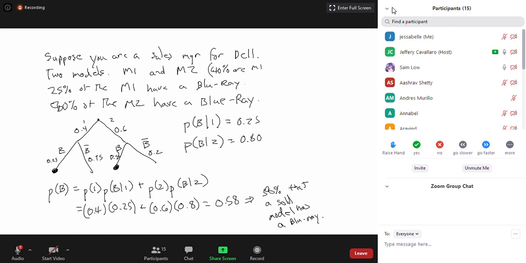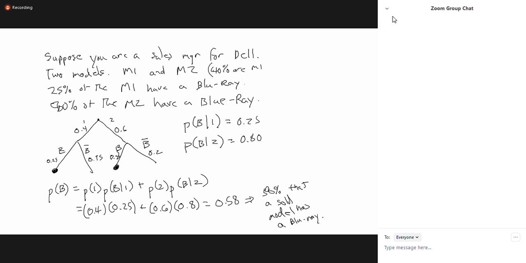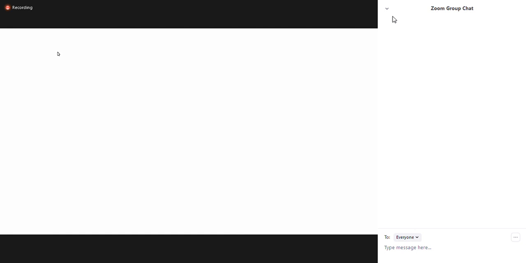Okay. Another, this is using the decision tree. Another, has everybody got this? Everybody good with this? All right. So here's another one. So consider the roll of 2 fair dice.